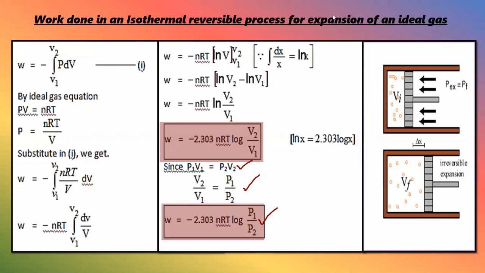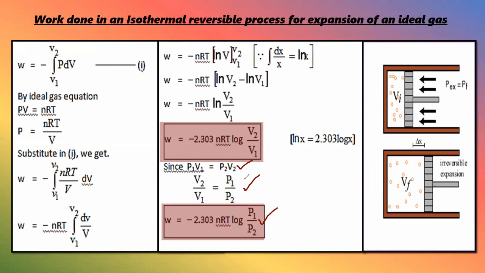So we have two expressions, one in terms of volume, another in terms of pressure, right? So this is the expression of work done in isothermal reversible expansion of an ideal gas. Now this derivation is not new to us. We have already done this type of derivation several times. But the fact is we need to remember how the derivation is done, and we need to discuss what type of numericals can come from this particular derivation.